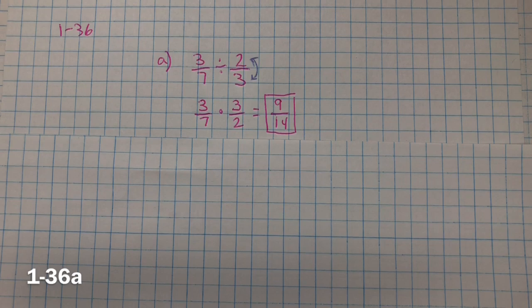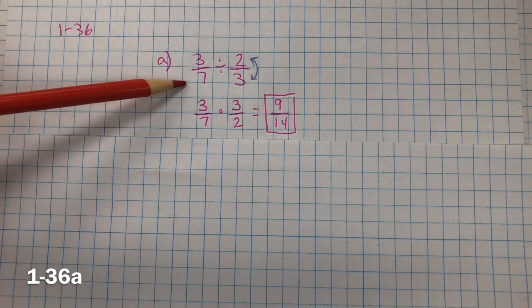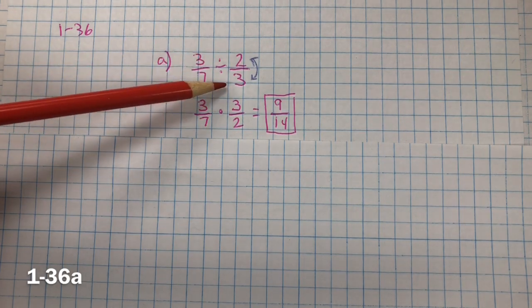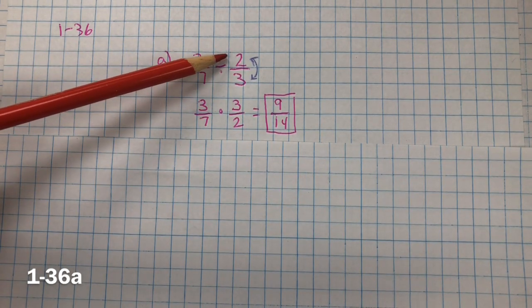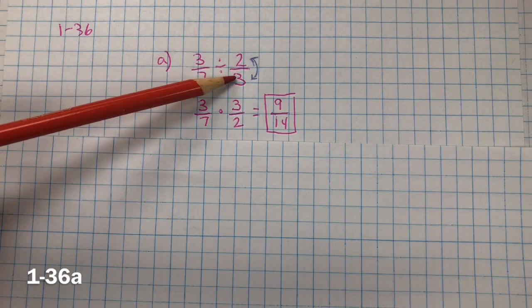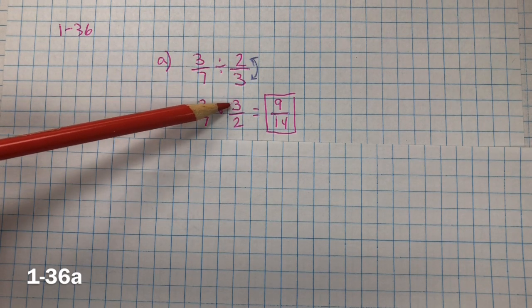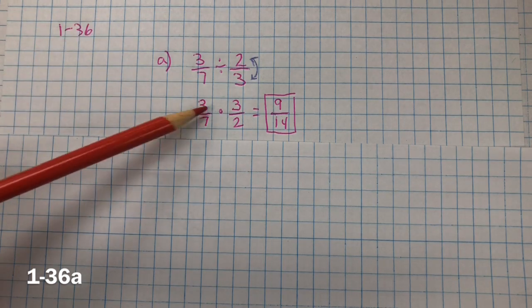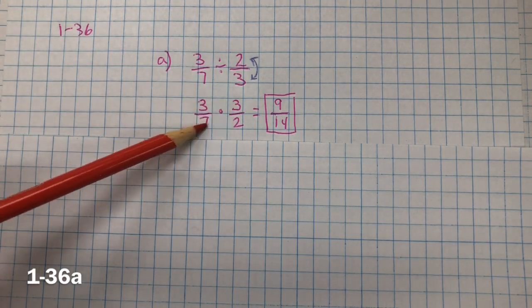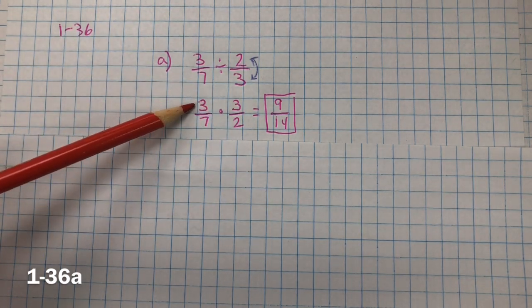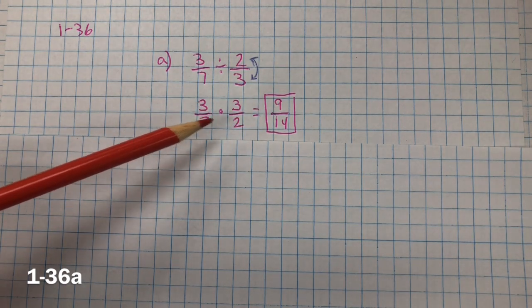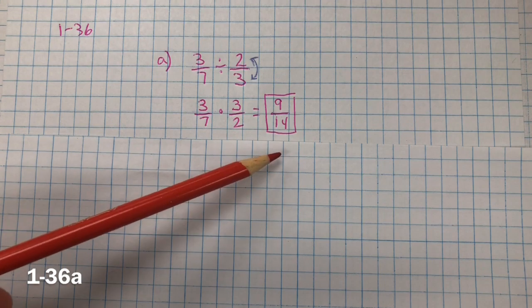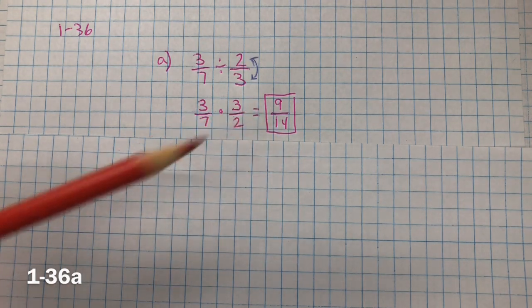In 136, we need to compute the value of the following expressions. 3/7 divided by 2/3. When you're dividing fractions, you take the reciprocal of the second term, 2/3, and the reciprocal is 3/2. Now I look to see if I can cross simplify, and I can't, so I multiply the numerators. 3 multiplied by 3 is 9, and the denominator, 7 multiplied by 2 is 14, so the answer is 9/14.